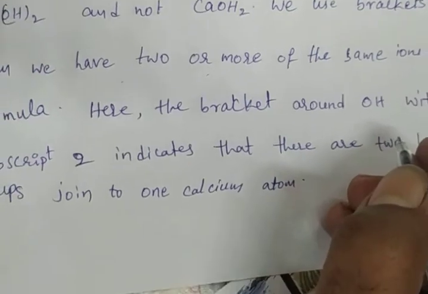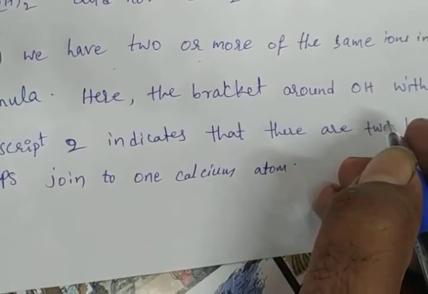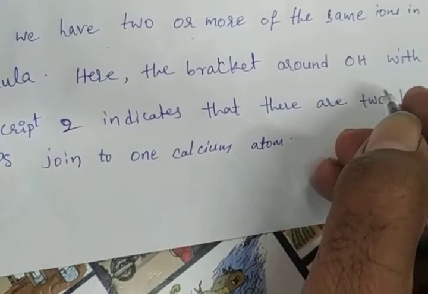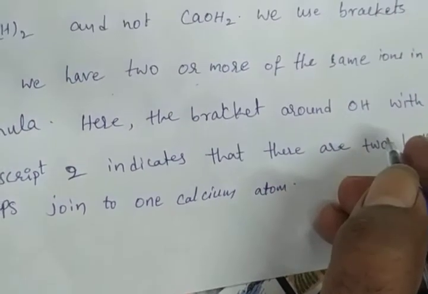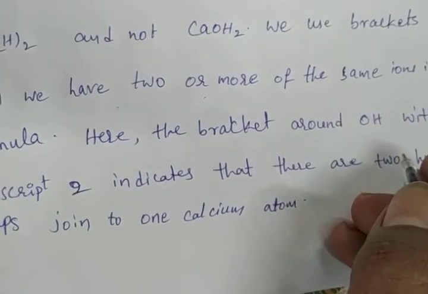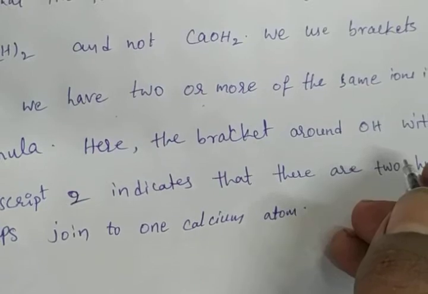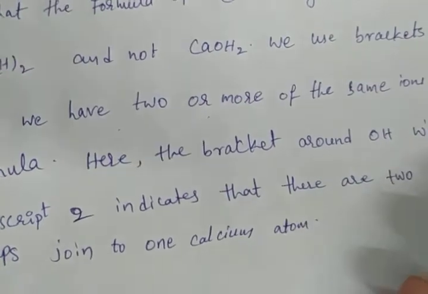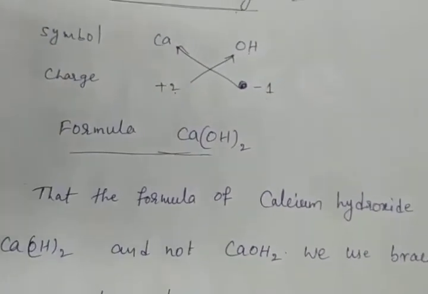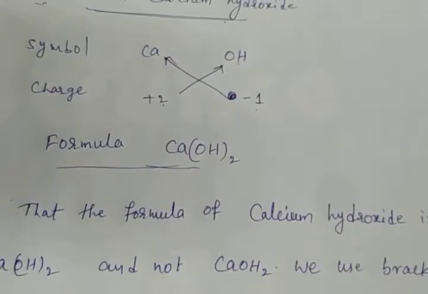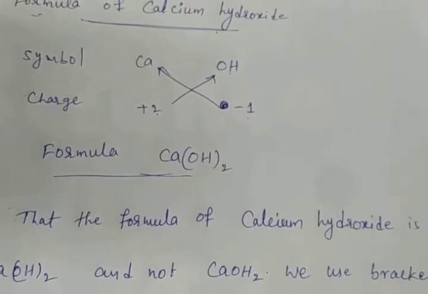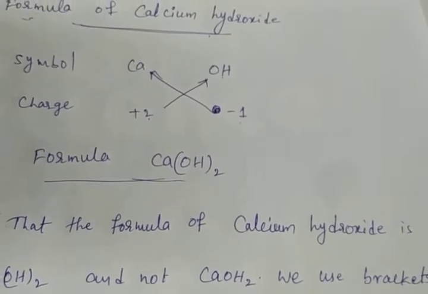In other words, there are two atoms each of oxygen and hydrogen in calcium hydroxide. So this is the calcium hydroxide formula. The formula of calcium hydroxide is Ca(OH)2, and not CaOH2.